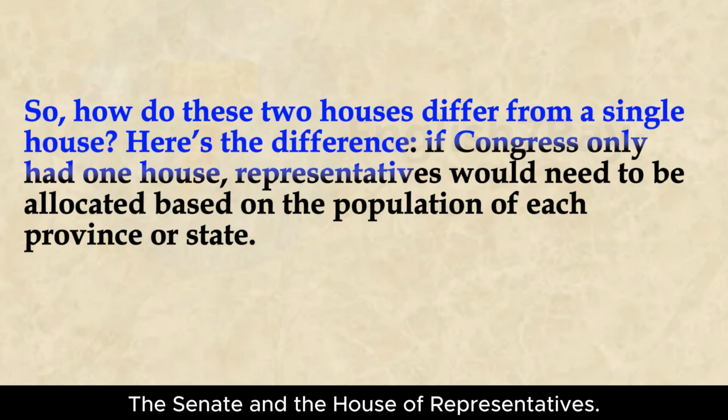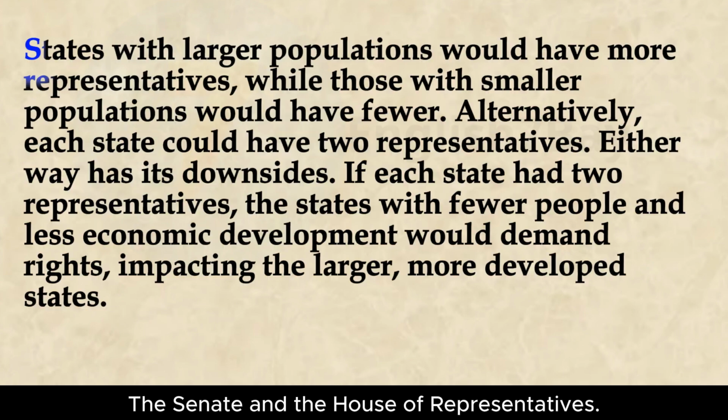Here's the difference. If Congress only had one house, representatives would need to be allocated based on the population of each province or state. States with larger populations would have more representatives, while those with smaller populations would have fewer. Alternatively, each state could have 2 representatives. Either way has its downsides. If each state had 2 representatives, the states with fewer people and less economic development would demand rights, impacting the larger, more developed states.